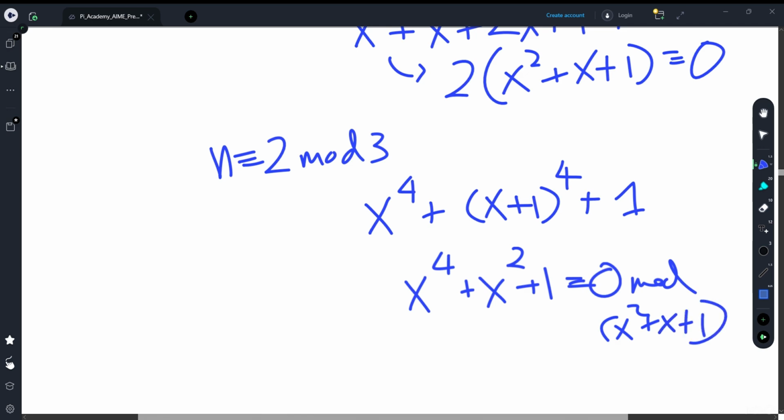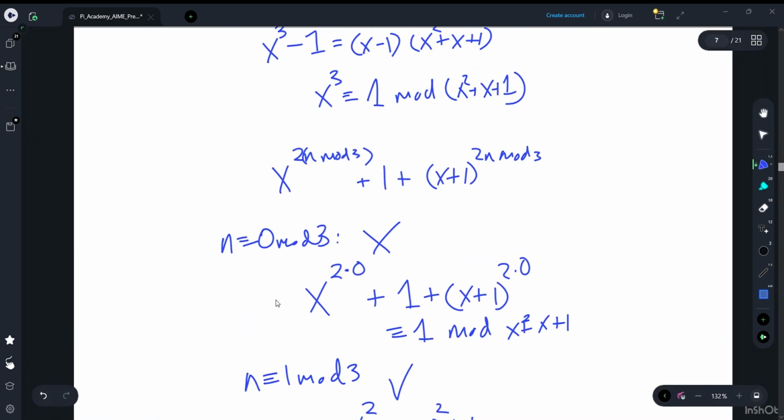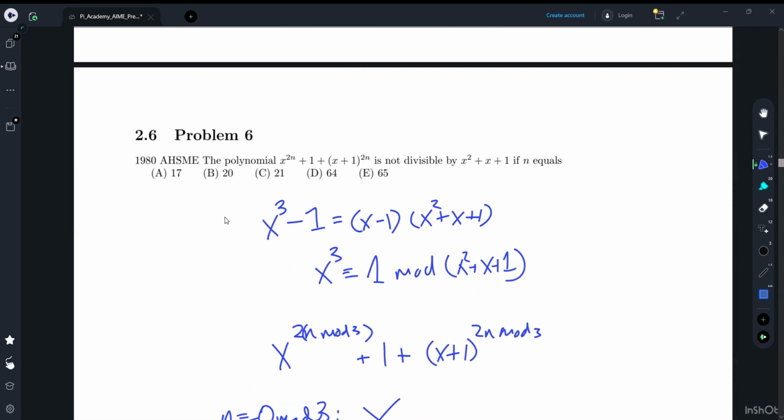After simplifying, of course. So we see that the only number n can be is 0 mod 3, and the only number here that works is 3, which is why 3 is c. So that is our answer.